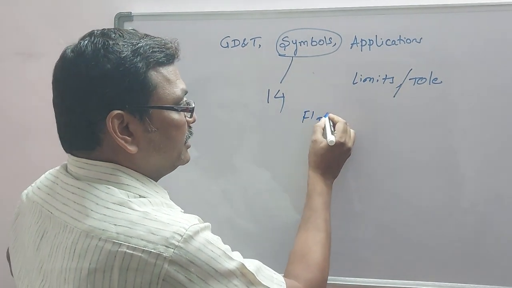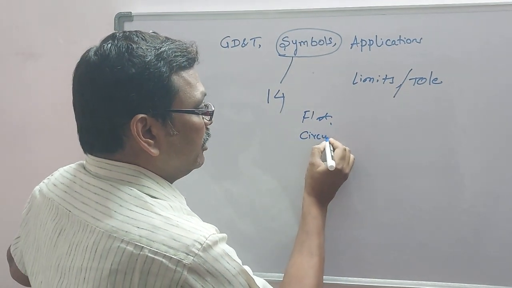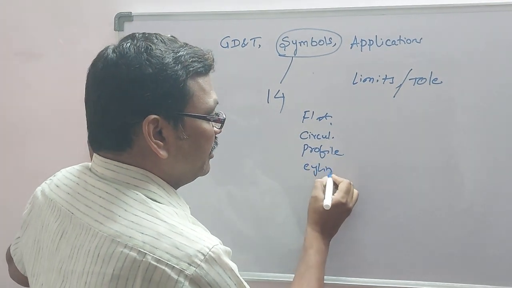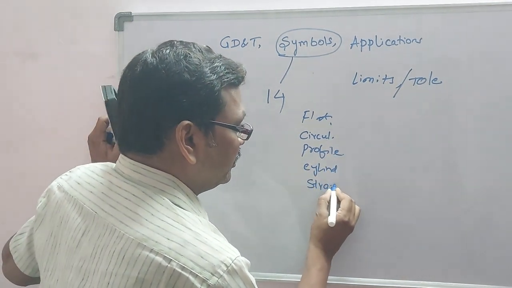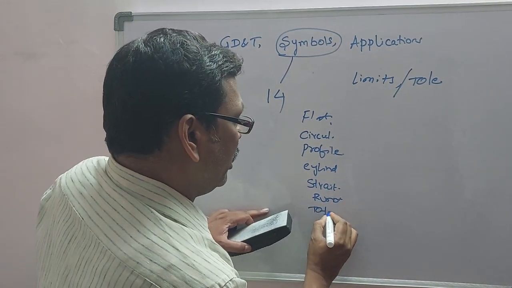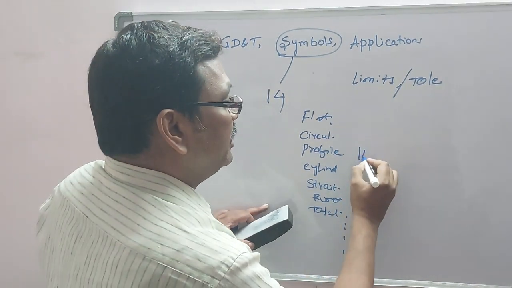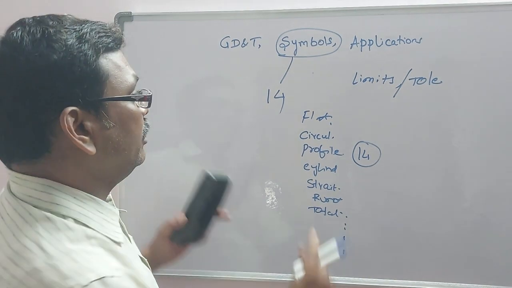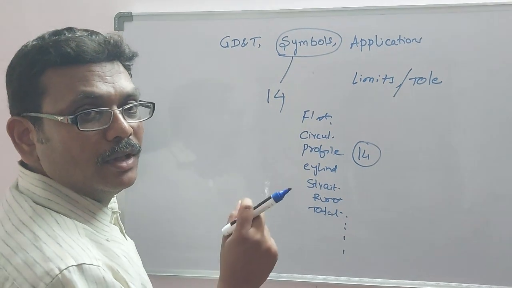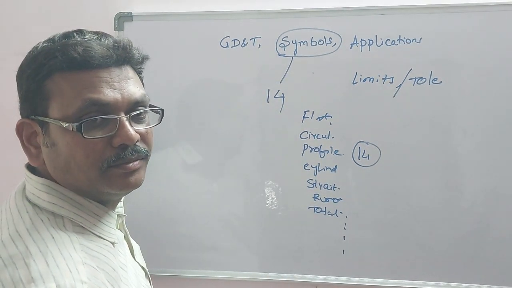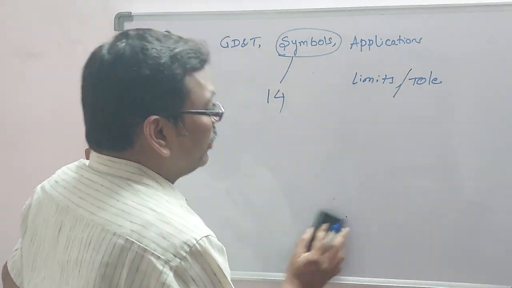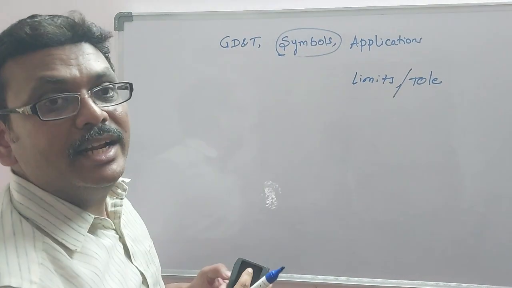namely flatness, circularity, profile, cylindricity, straightness, runout, total runout. So there will be 14 symbols, wherein we have to use these symbols with respect to our application. Okay, so there will be 14 symbols which are used in our GD&T concept.